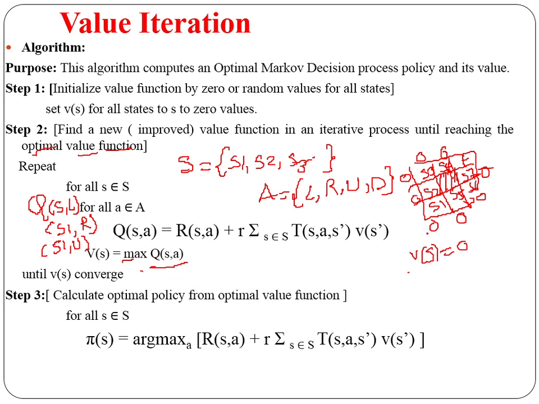For example, if S1 you are performing right and you are performing up, here you are performing this as X value and this is Y value. Now Y is greater than X. As Y is greater than X, what you can insert in V of S is Y.